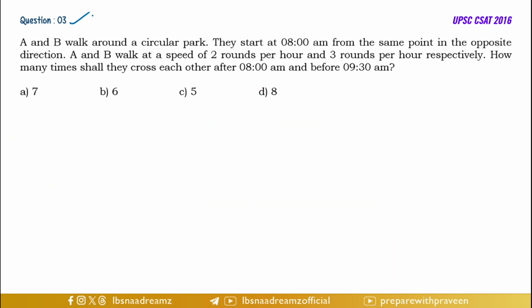Question number 3. A and B walk around a circular park. They start at 8 a.m. from the same point in the opposite direction. A and B walk at the speed of 2 rounds per hour and 3 rounds per hour respectively. So how many times shall they cross each other after 8 a.m. and before 9:30 a.m.? They both are walking around a circular park.